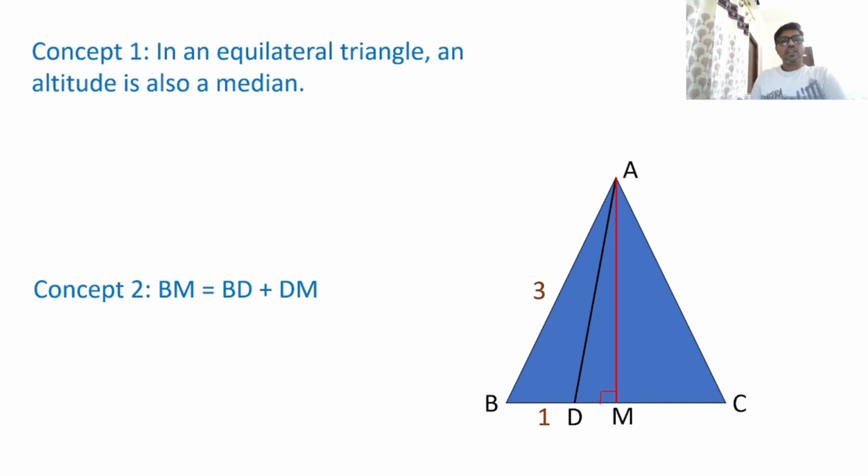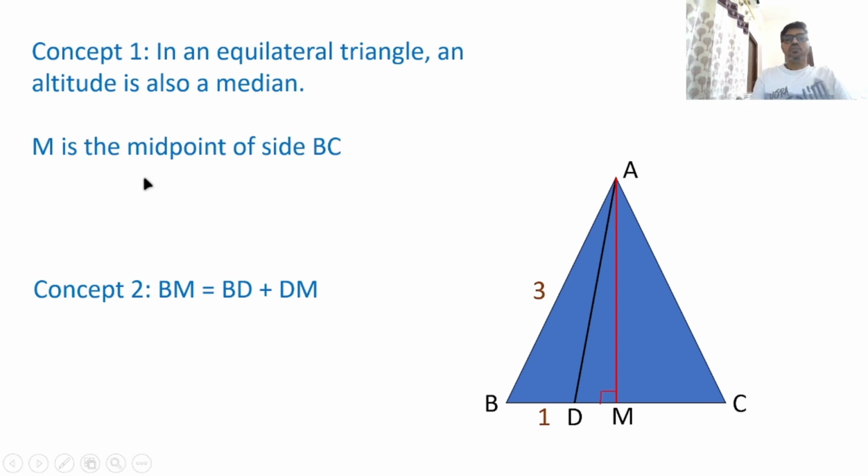First, let's look at the concept from equilateral triangles. In an equilateral triangle, you know that the angular bisector would coincide with the altitude and the altitude coincides with the median. So the angular bisector, altitude and median, all three would be coinciding. So we just take the altitude. You drop a perpendicular from A to the line BC. So that is going to be AM. This altitude would also be a median. When I say median, it means that M is the midpoint of the side BC.